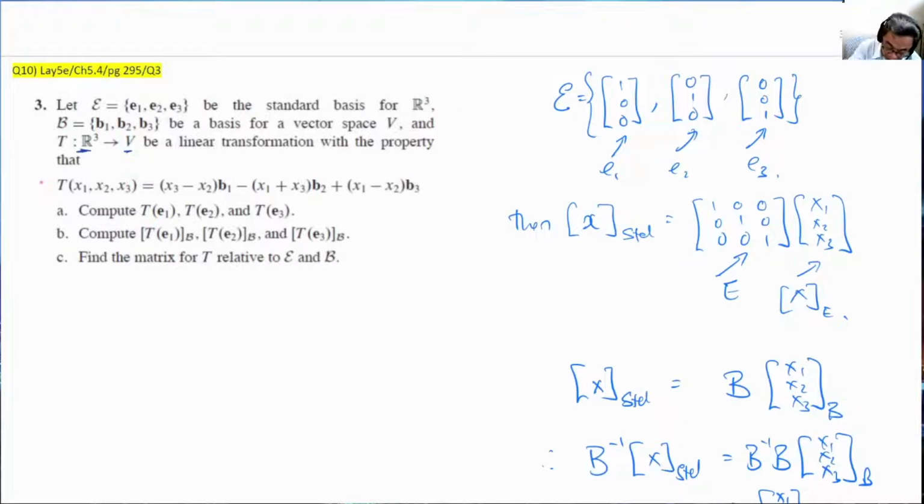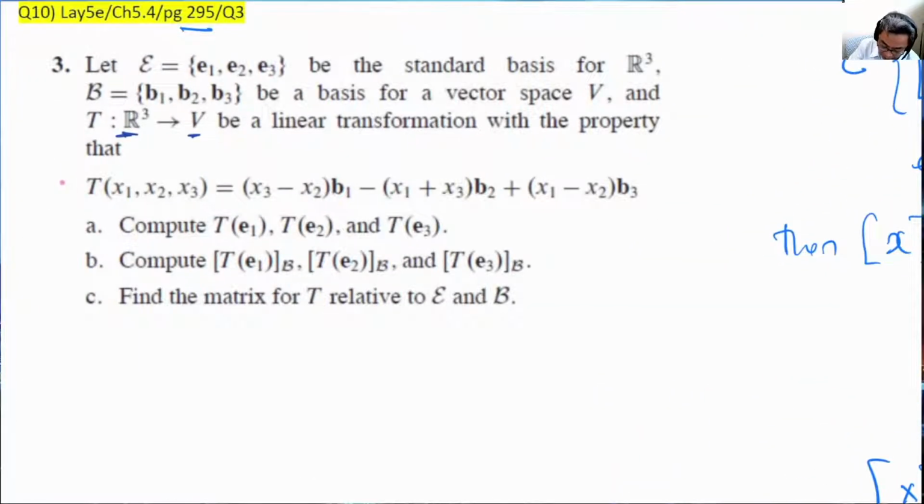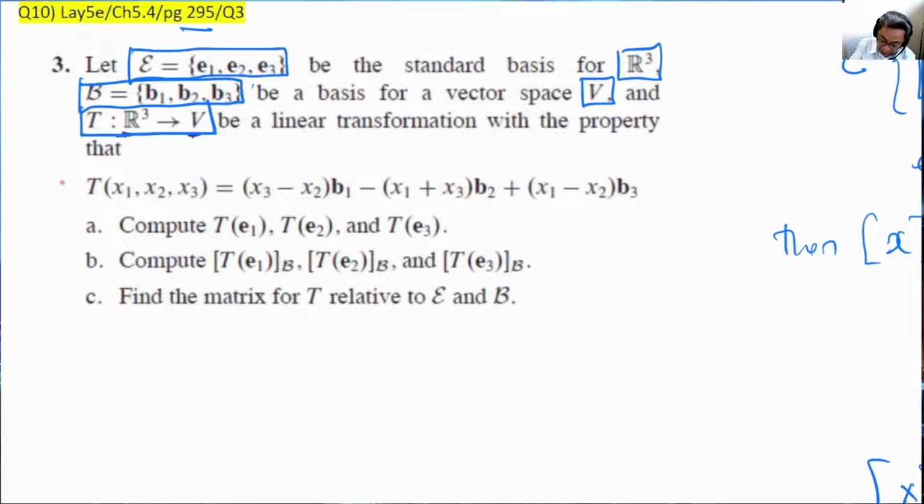This is tutorial 8, question 10. In Lay's 5th edition, page 295, we are given that E is the standard basis for R3 and B is a basis for vector space V, also with three elements in the basis. So the dimension of B and the dimension of E are the same. There's a linear transformation from R3 to V, and it has this property.